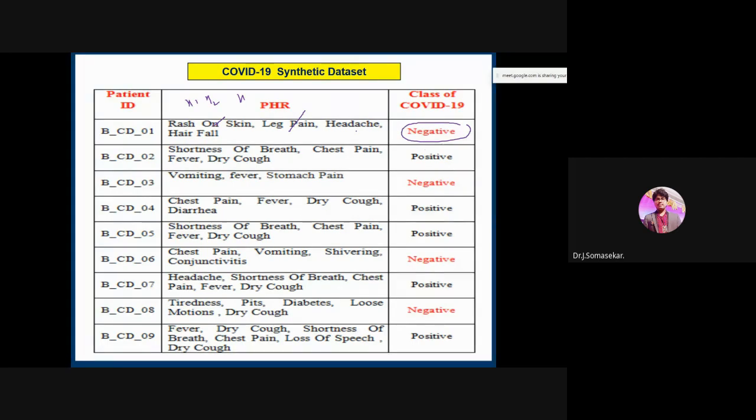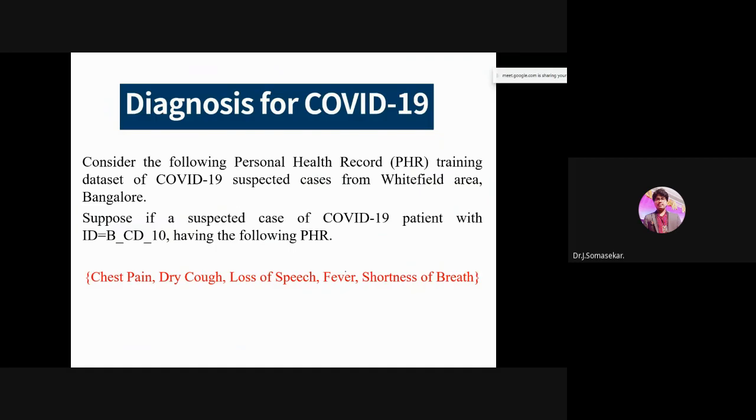Based on the symptoms this patient has, we already have this data. Now what we have to do: this is the active patient data. Active patient means new patient. We can call it active patient as a medical terminology, or simply, for understanding, a new patient. This patient has chest pain, dry cough, loss of speech, fever, and shortness of breath.